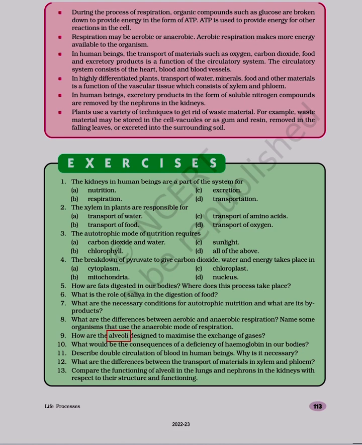9. How are the alveoli designed to maximize the exchange of gases? 10. What would be the consequences of a deficiency of hemoglobin in our bodies? 11. Describe double circulation of blood in human beings. Why is it necessary? 12. What are the differences between the transport of materials in xylem and phloem? 13. Compare the functioning of alveoli in the lungs and nephrons in the kidneys with respect to their structure and functioning.